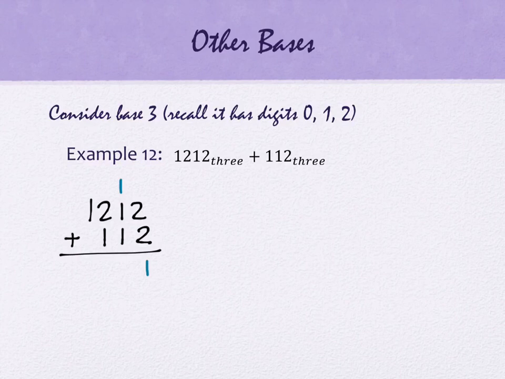Now we're going to add the 3's column, the next column. 1 plus 1 plus 1 gives me 3. But 3 regroups into one group of 3 and 0 left over. Now we've got the 3 squareds column. I have 1 plus 2 plus 1, which gives me 4. 4 regrouped gives me how many groups of 3? 1 group of 3 and 1 left over. And then I have the 1 plus 1, which will give me 2. And this is in base 3.